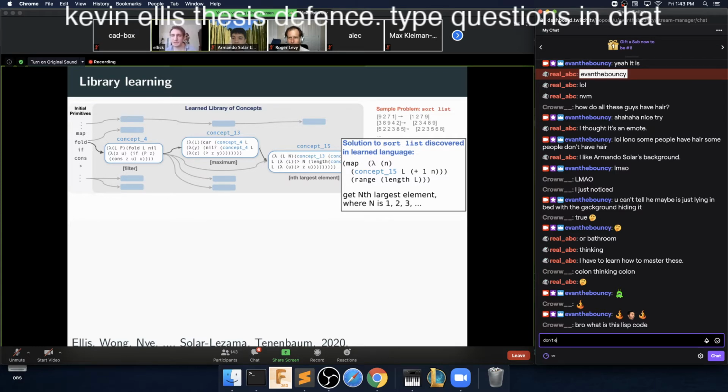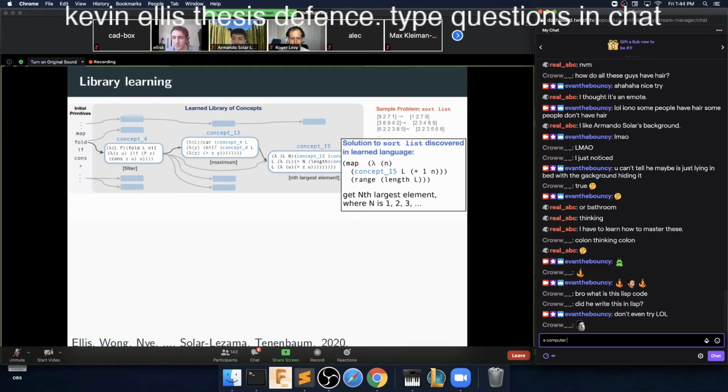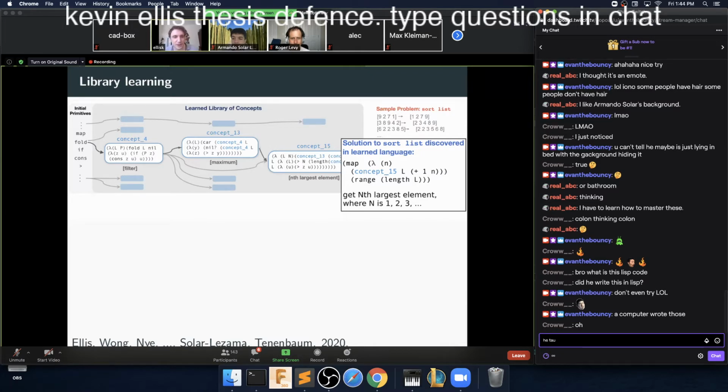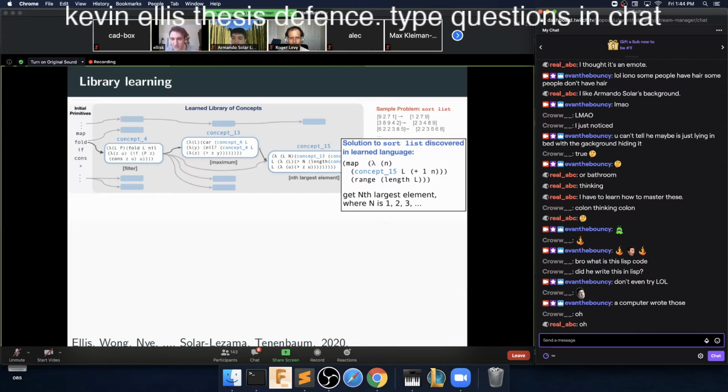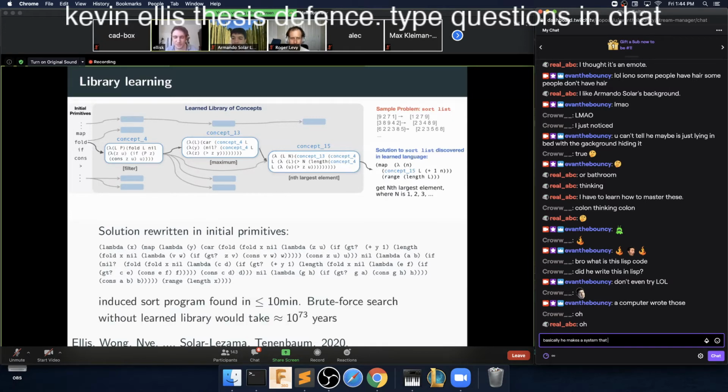Now, this program is very short, and it's also very human understandable. But in principle, you could write a much longer program, which also sorted lists of numbers. You would just have to write it in terms of the initial primitives instead of the learned library of concepts. So if you were to rewrite this program using the initial primitives, it looks like this, which is much, much longer, and on the surface has nothing to do with sorting. It's also not just inscrutable, but also in an important sense, it's inaccessible.